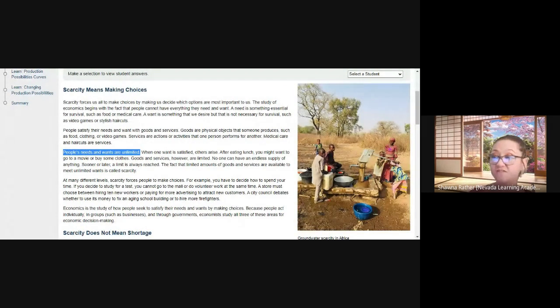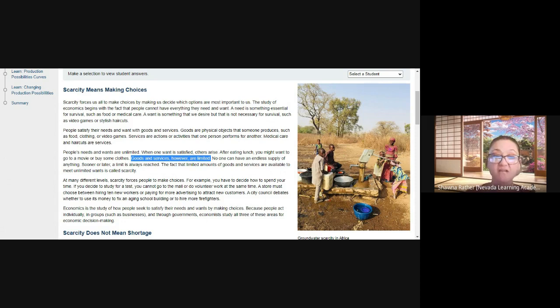Goods and services, though, are limited. Okay? No one can have an endless supply of anything. Sooner or later, a limit is always reached. The fact that limited amounts of goods and services are available to meet unlimited wants is called scarcity.